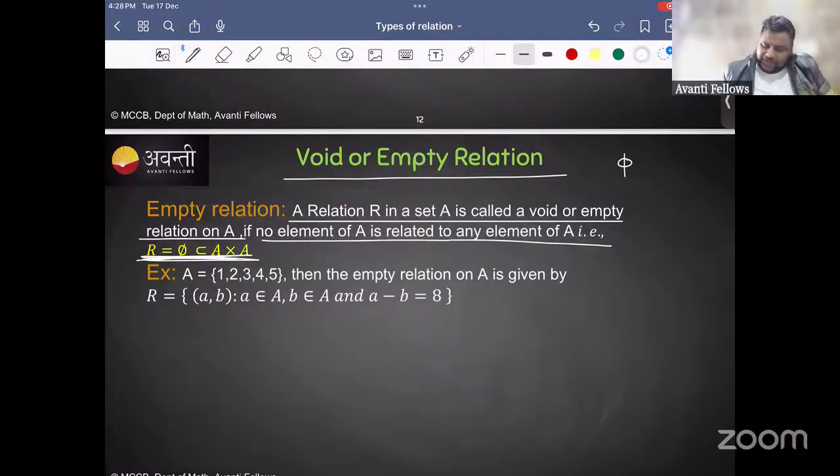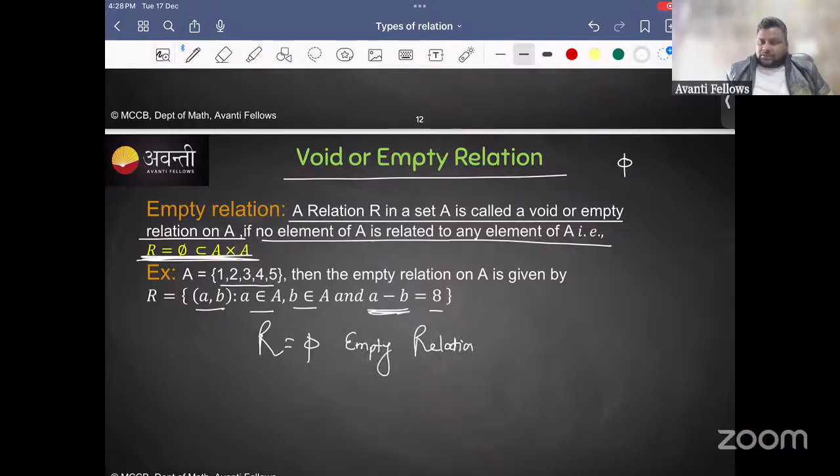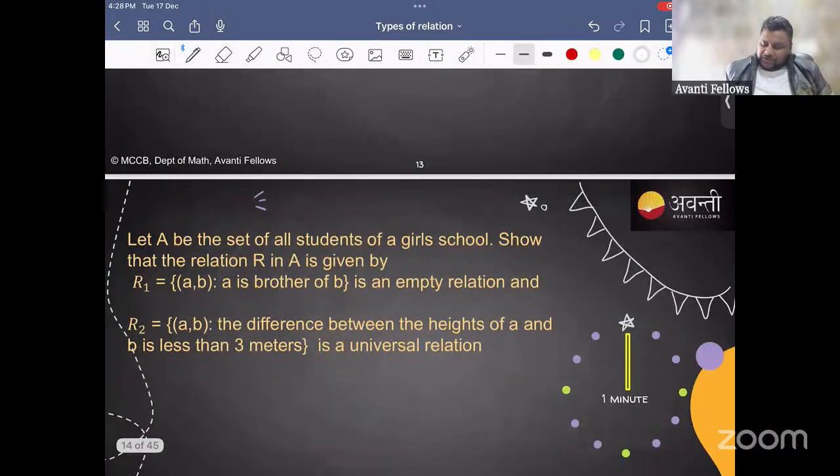For example, say if A is {1, 2, 3, 4, 5}, then I write a relation R = {(a, b) : a belongs to A, b belongs to A, and a minus b is 8}. Now, if you realize, elements in A have a maximum gap of 4, so how can a minus b be 8? That means this relation R is going to be phi, that is, empty relation. Am I clear? So this is what we call empty relation.